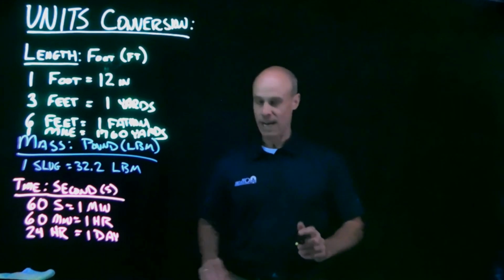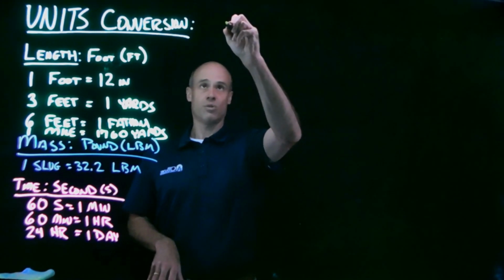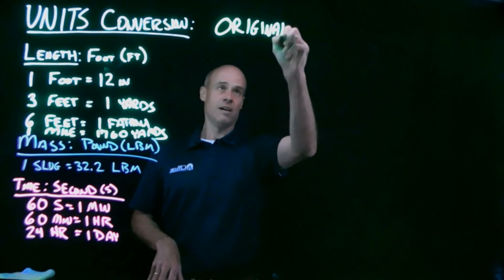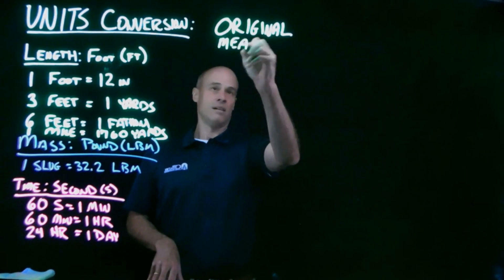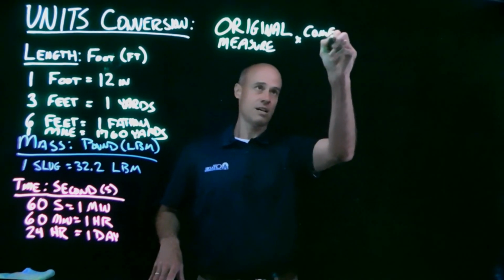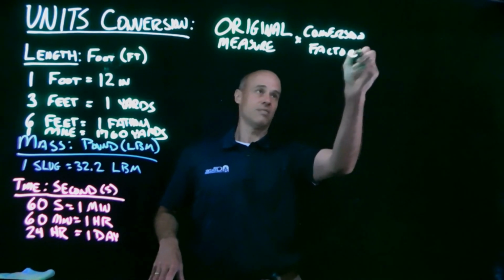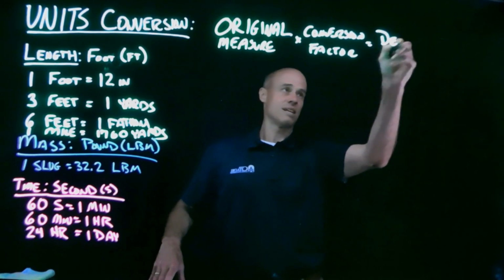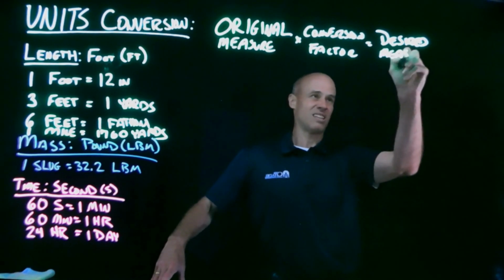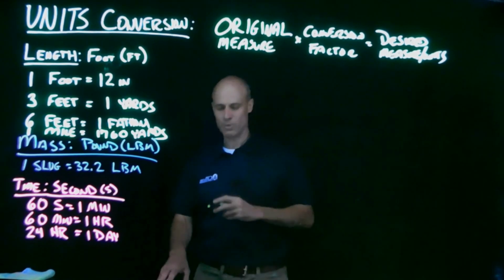So to do that, let's give ourselves a basic formula. And our basic formula here is that we're going to take our original measure. We're going to multiply that times a conversion factor. And that is going to give us our desired measure in units. Okay, so how do we do that?